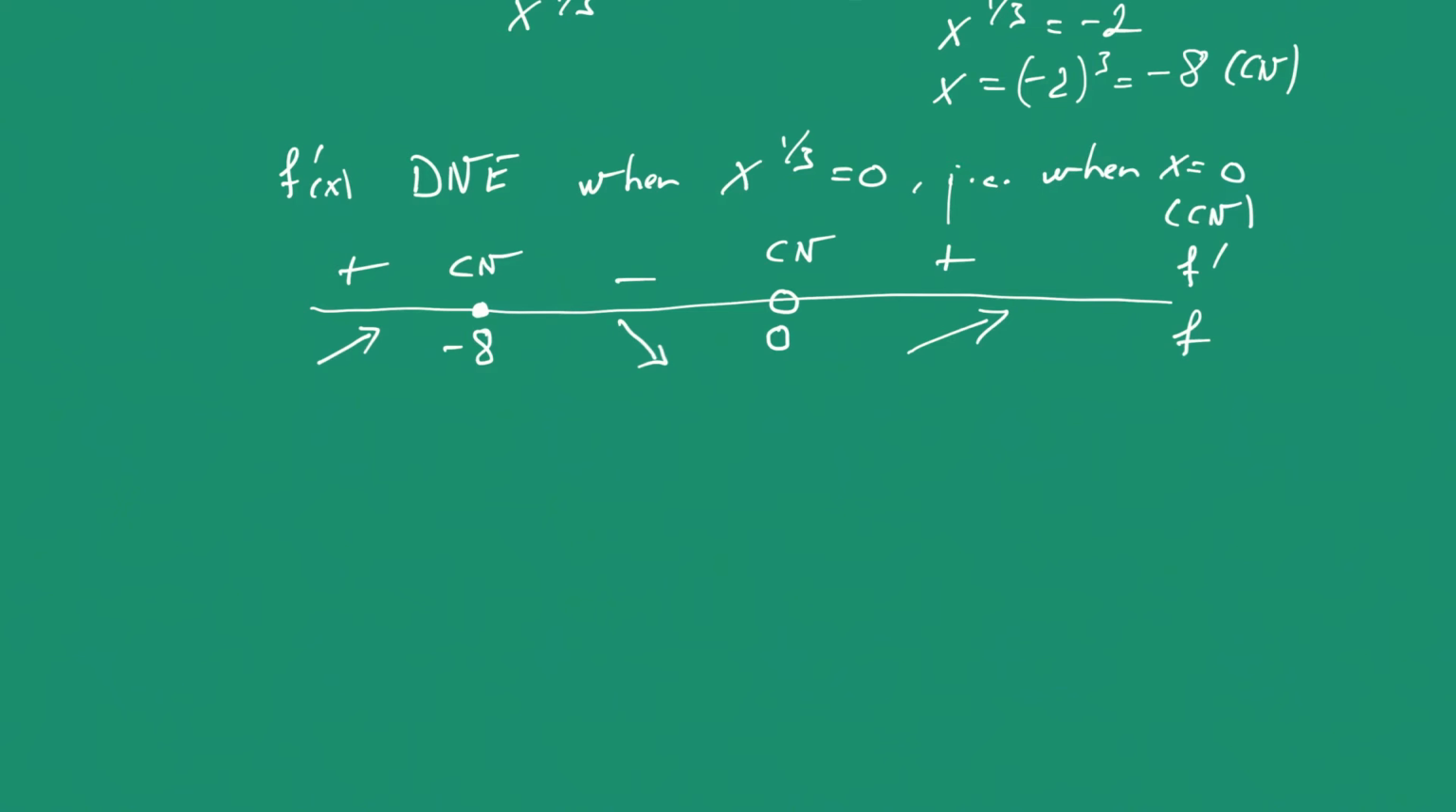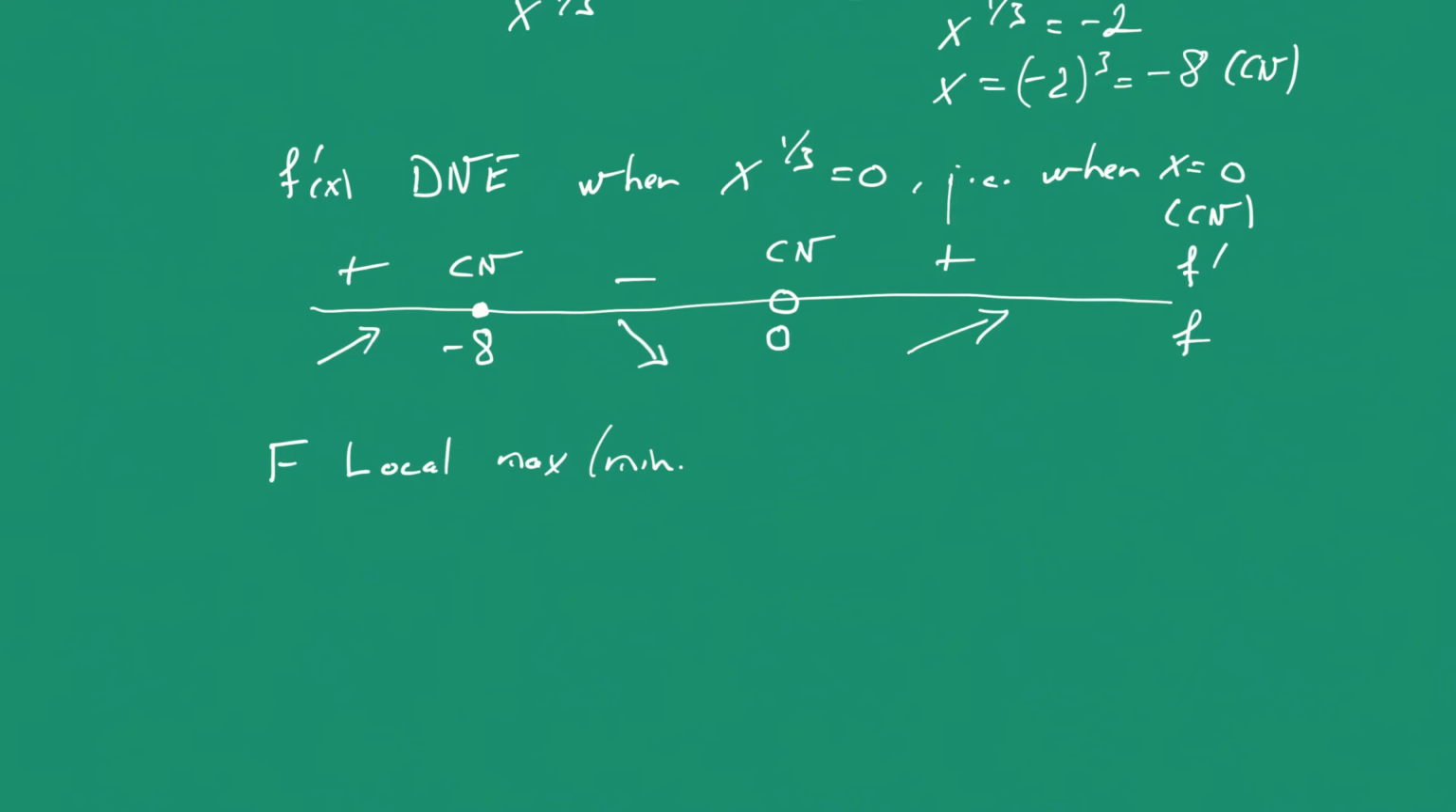Okay, so now we can move on to find our local maxes and local mins. And what we know from Fermat's theorem is that the only place where a function can have a local max or local min is at a critical number. So we just need to look at these values here, -8 and 0. These are places where f had a critical number.